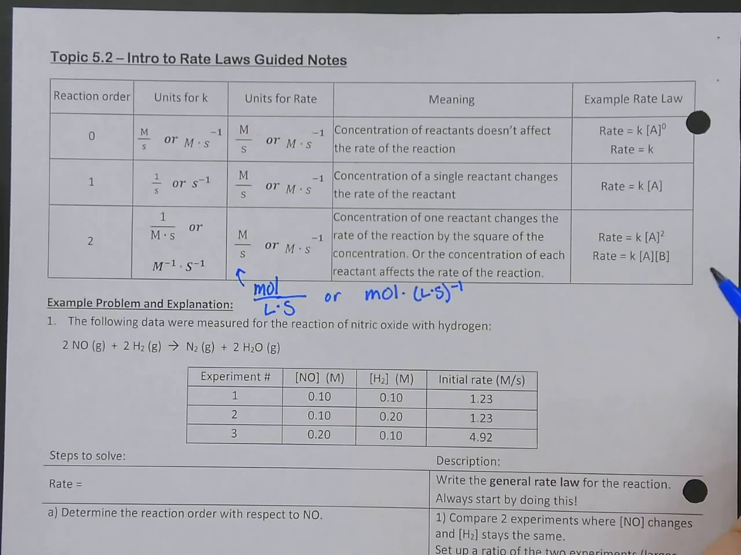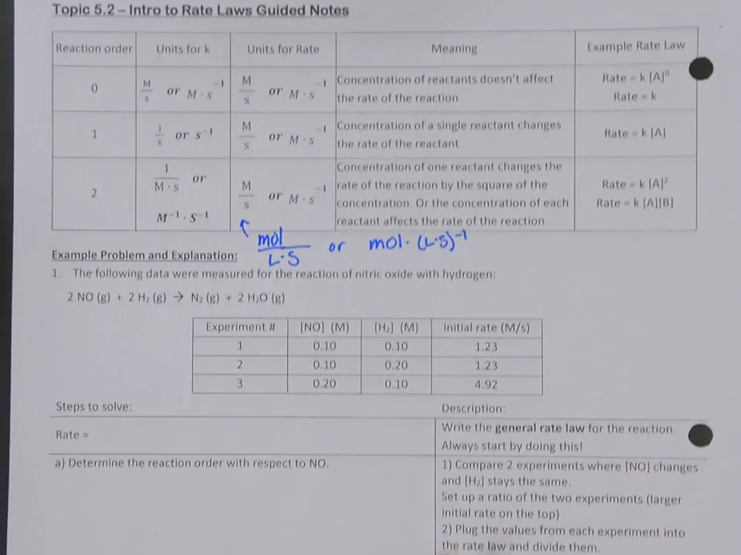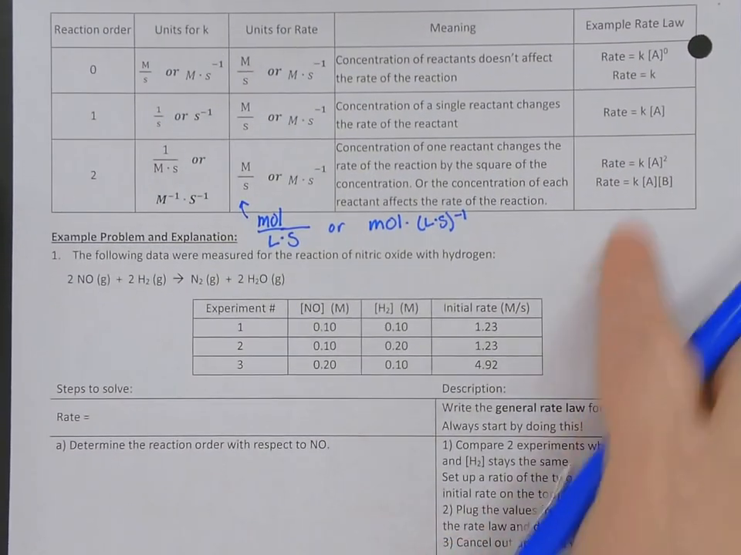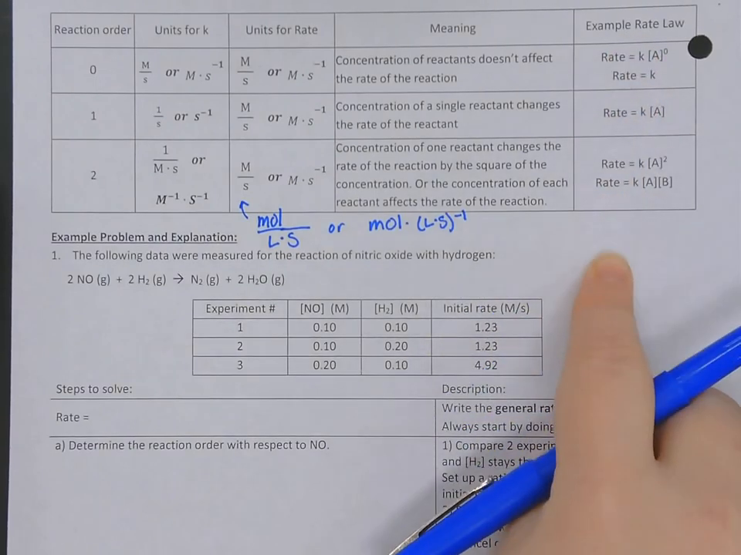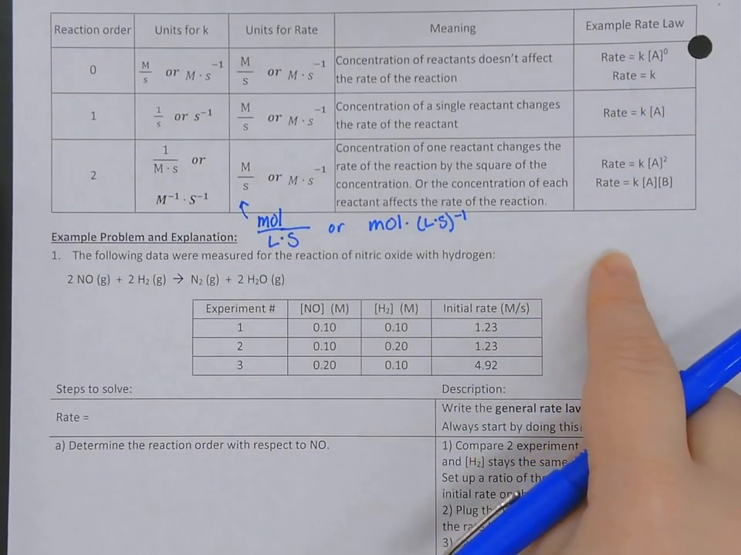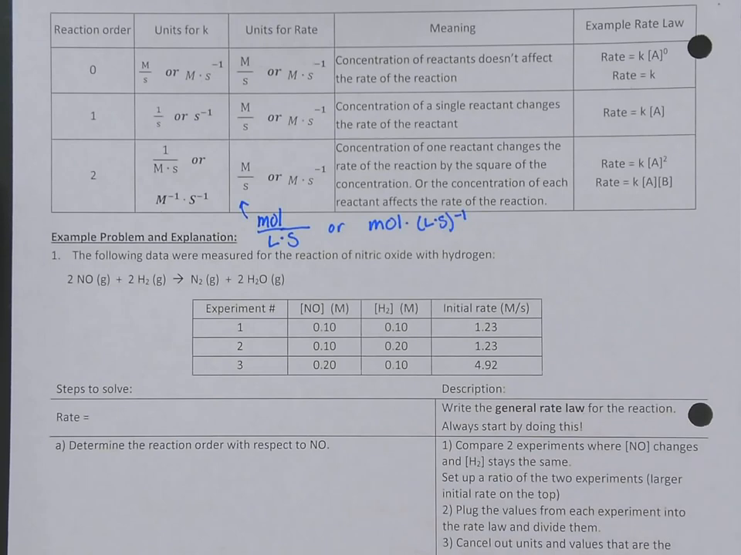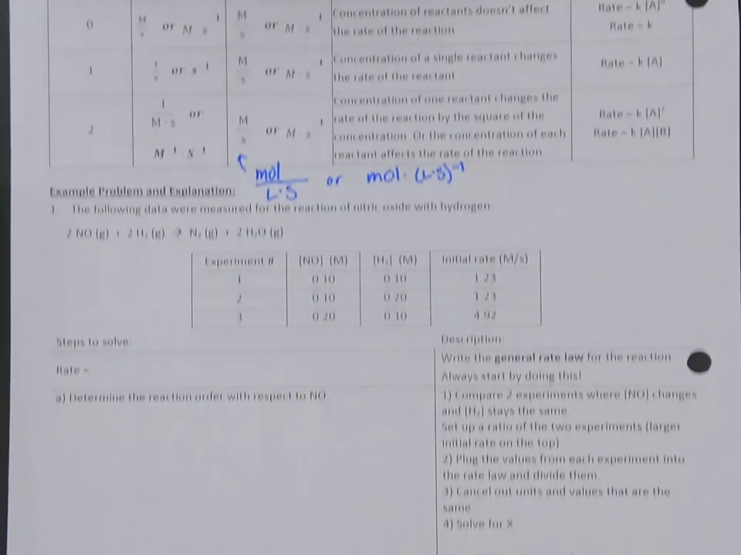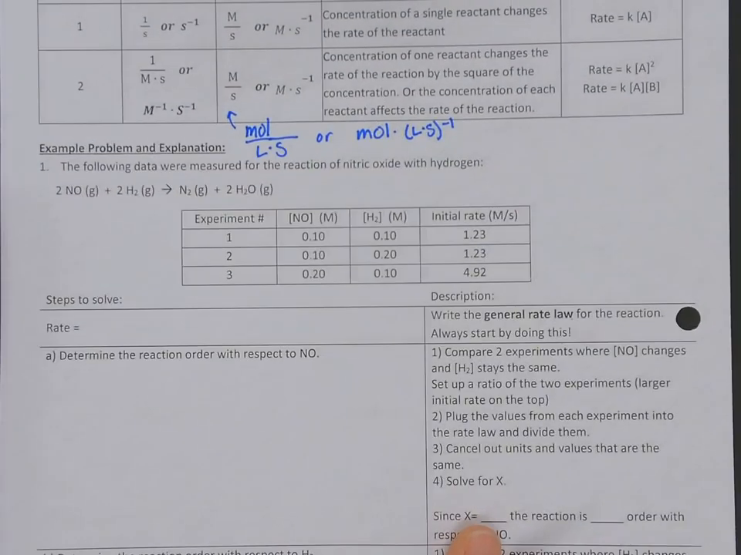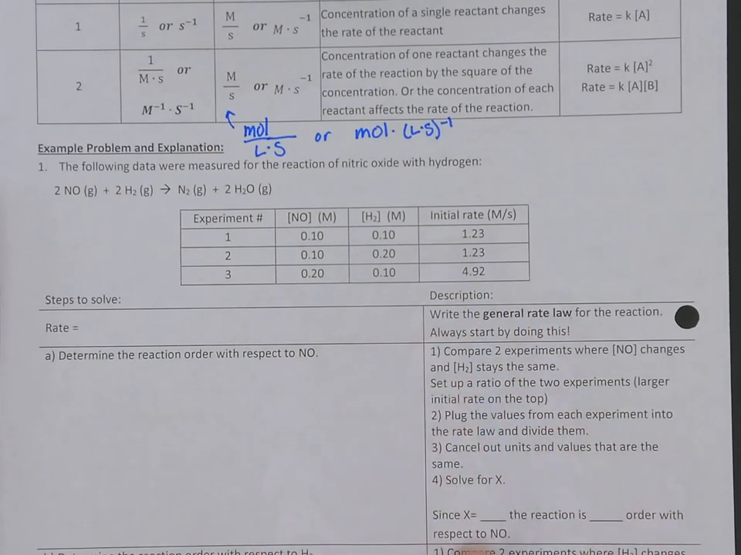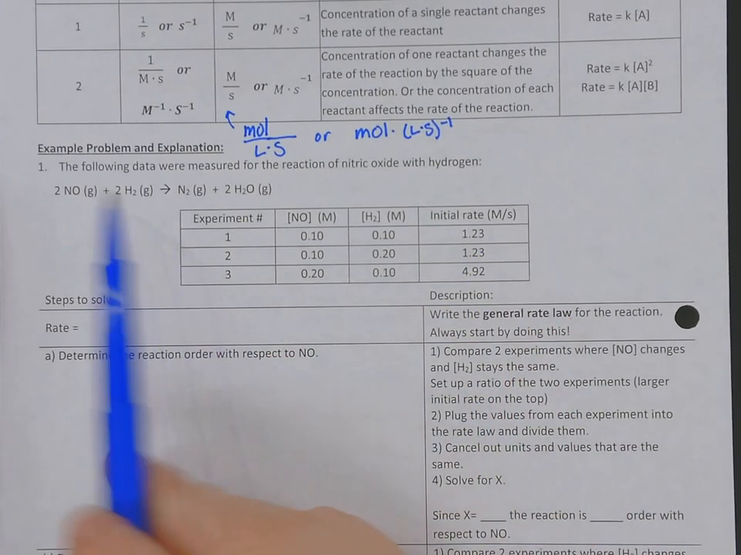Now, what we're going to be looking at here is how do we come up with a rate law? How do we get these? How do we know what the order is? How do we calculate it? Also, how do we calculate our rate constant? So, we're going to go through a couple of examples here where we do the whole process, okay? So let's take a look.